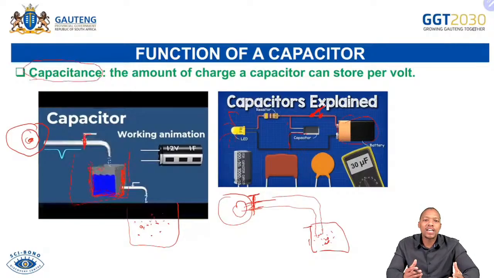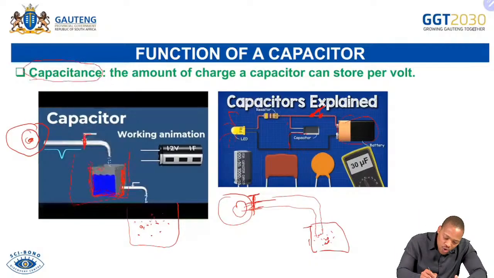You have 500 liter tanks, they're not going to store a lot. You have 2,000 liter tanks. You even have 4,000 liter tanks, 10,000 liter tanks. Okay, different tanks will store different amounts of liters of water. Okay, so the same thing with capacitors.